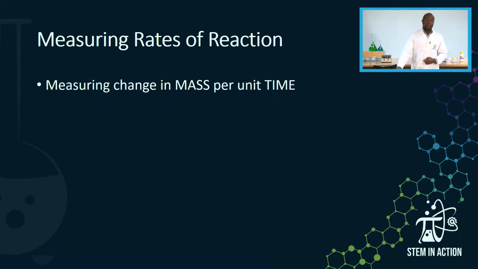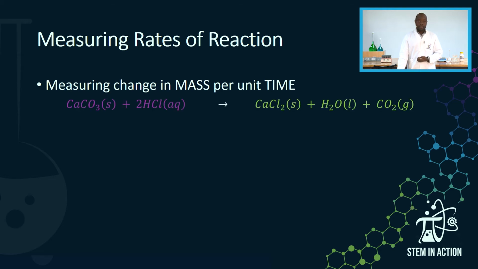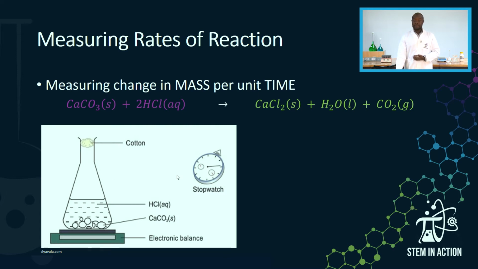And the next method that we are going to look at is measuring the change in mass per unit time. So we are going to come back to our original equation, and we have already talked about this equation, and I'm going to display here the setup of the reaction. In this setup, you notice that it looks almost the same as the one we had for the previous example, but the difference now is that we are not collecting our gas. So here we have got a mass balance, which is going to be measuring the mass of our reaction system, and that includes our reactants, our reaction container, which is our flask, and everything in it.